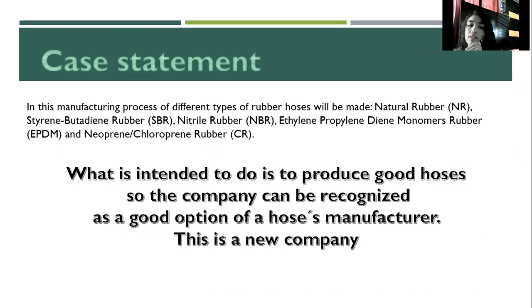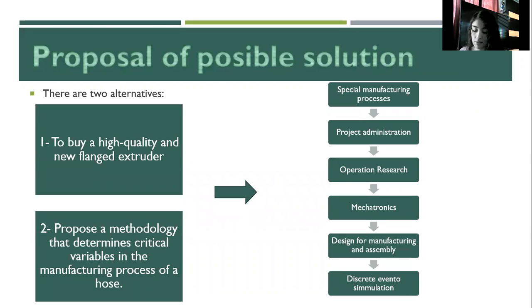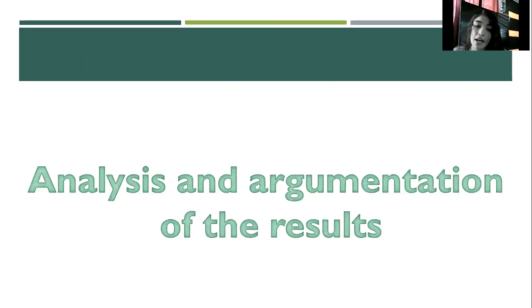The case statement, well, as I said, in this manufacturing process, different types of rubber hoses will be made. And it's important to say that this is a new company, so that's why we don't have money to lose, because we don't have the capital. So the proposal of possible solution is that there are two alternatives: to buy a high quality and new flanged extruder, or to propose a methodology that determines critical variables in the manufacturing process of a hose. And these are all the subjects, sorry, that are going to be applied.